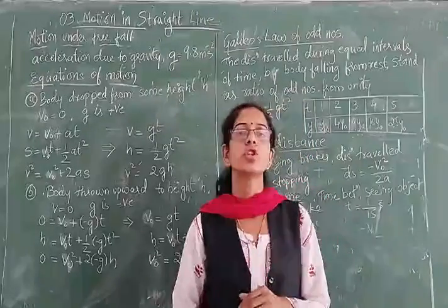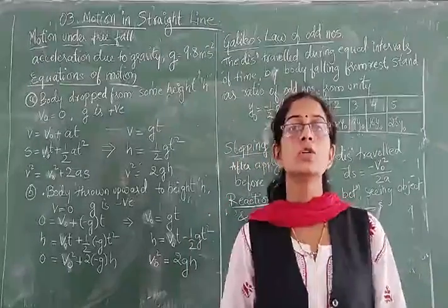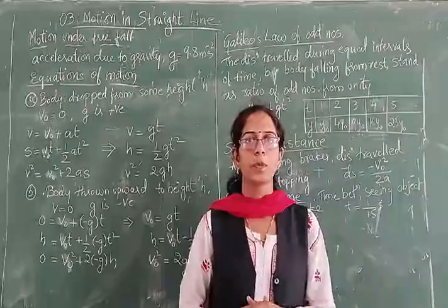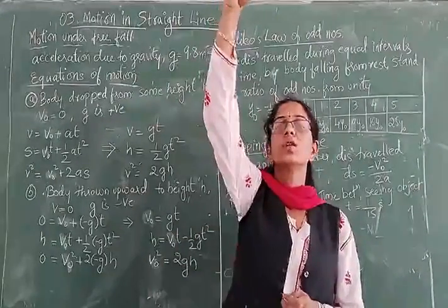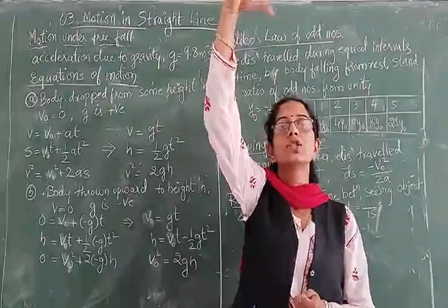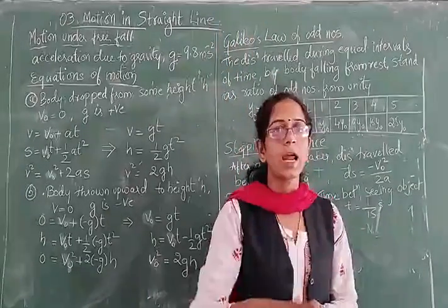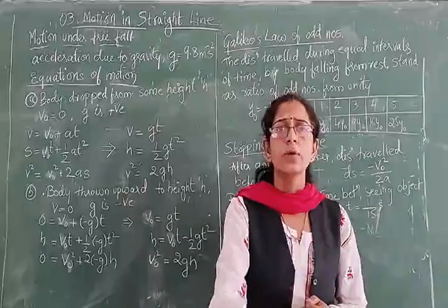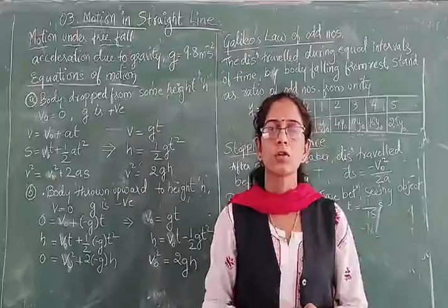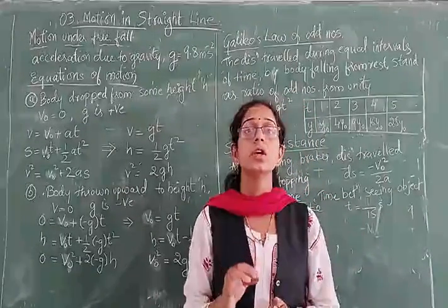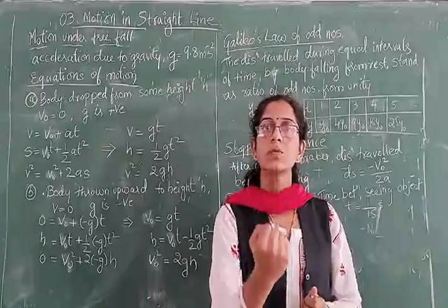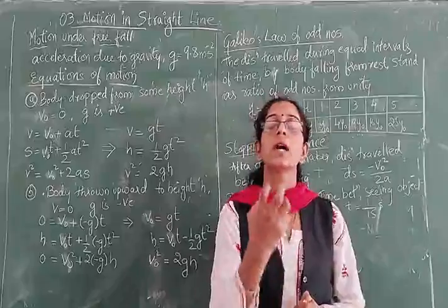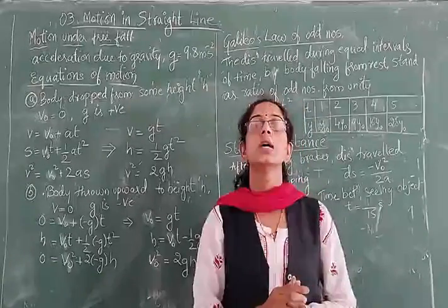So first is motion of an object under free fall. What is meant by free fall? An object which is kept at a certain height, at the initial stage it will be at rest and then it is thrown under the effect of what? Gravity. So it will be moving under the effect of what? Acceleration due to gravity. So the object is moving in the downward direction. It is under the effect of force due to the earth.